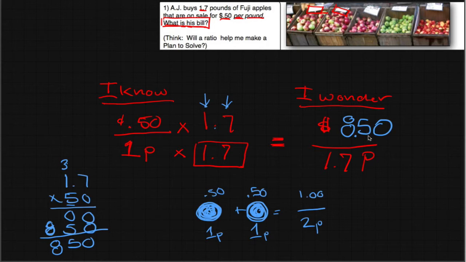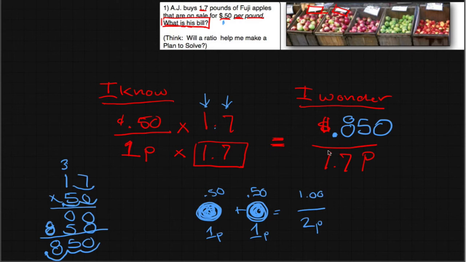So let's go back. I think our decimal's in the wrong spot. This is 1.7 pounds. This is 50 cents, right? It started as 50 hundredths. And you can even see the decimal up here in the question. So there should be 1, 2, 3 decimal places in my answer. Right? So the decimal should be over here and not right here.